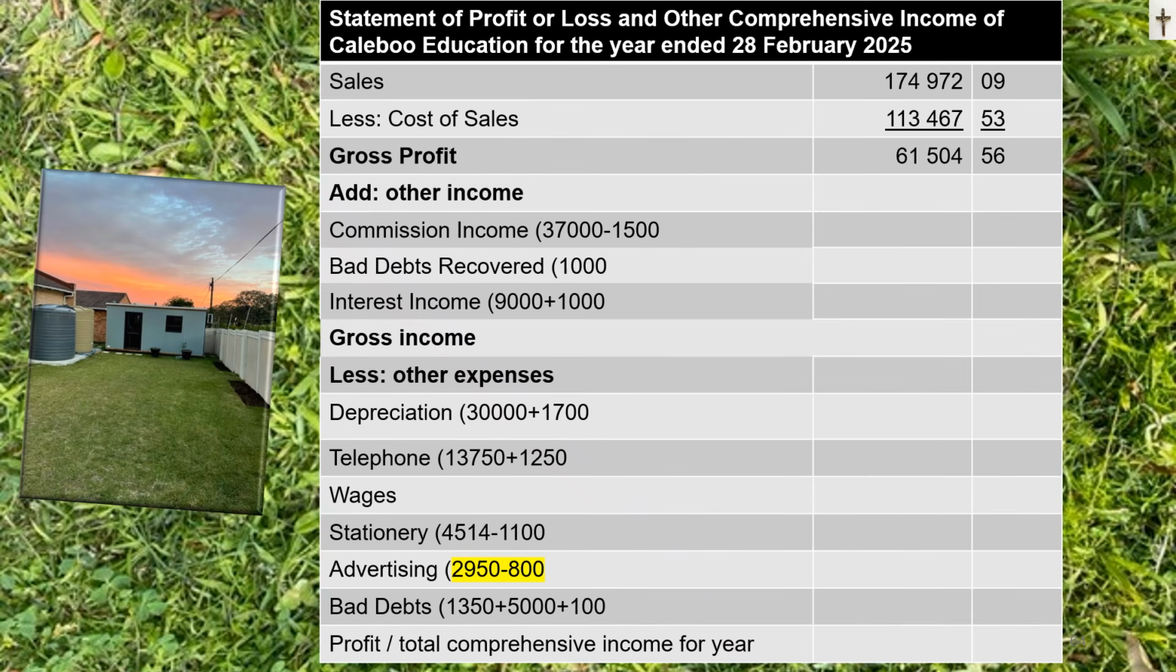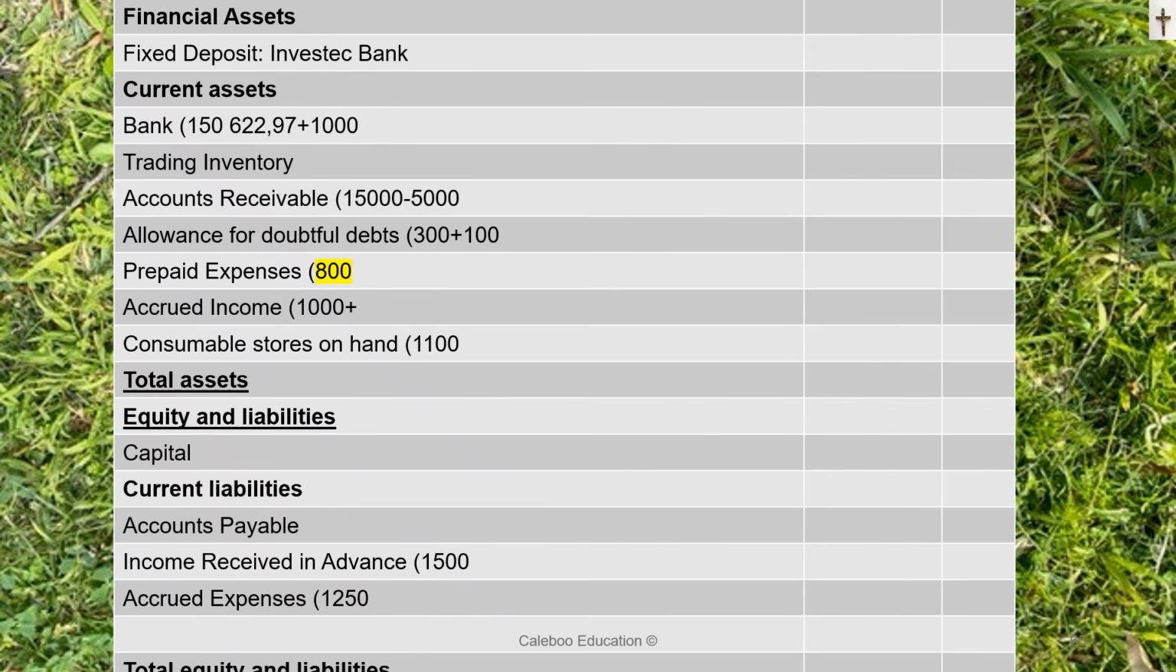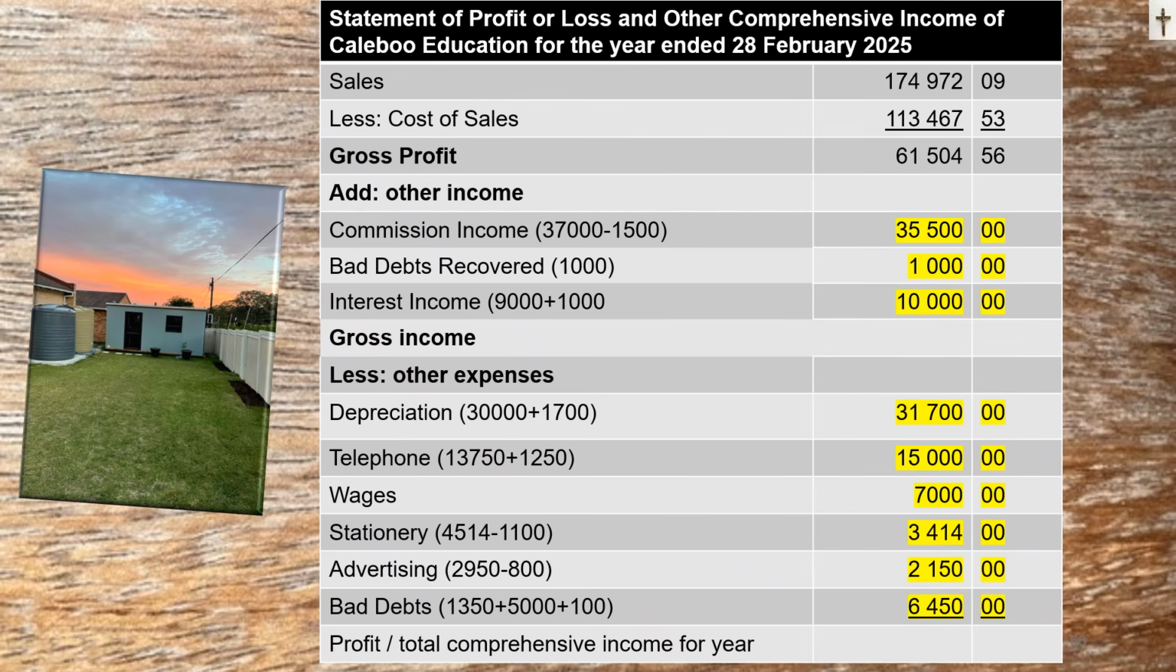So advertising, there it was, 2950 off the pre-adjusted trial balance, minus the adjustment, the 800 that was prepaid. And prepaid expenses now under current assets is 800. Let's move on. Now, we finished all the additional information and the statement is on the table.